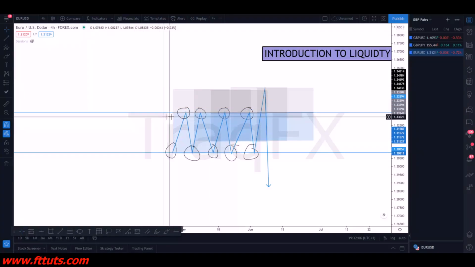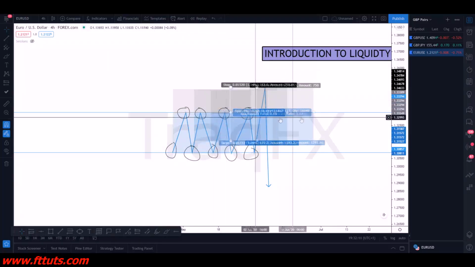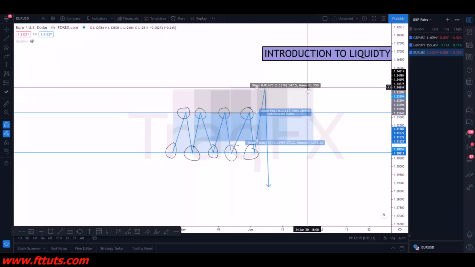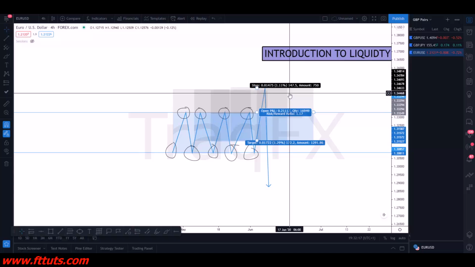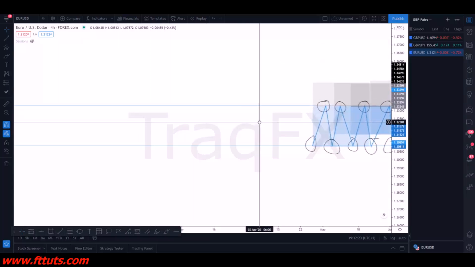If this is an obvious level of resistance that's been tested multiple times, and millions of people are selling over here, that means millions of dollars are being stacked above in stop losses. And to the banks, these stop losses are like magnets. They have to target the stop losses. So you'll see something like this happen.